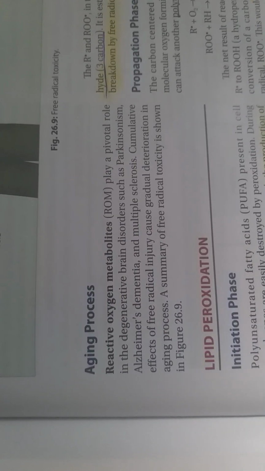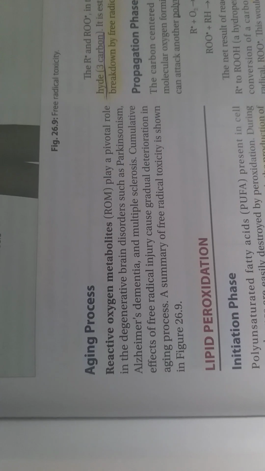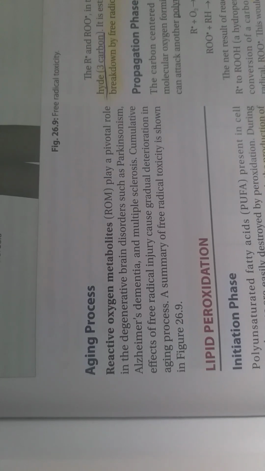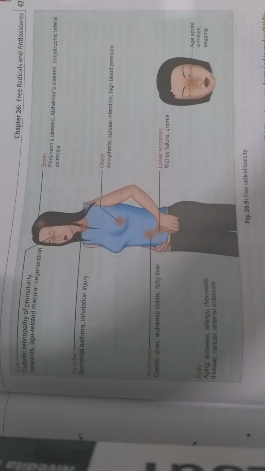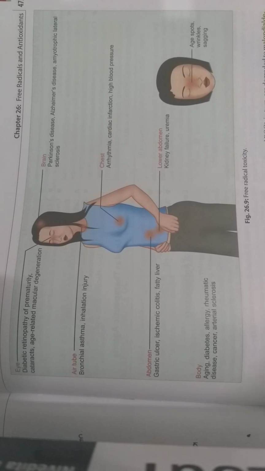Aging process. Reactive oxygen metabolites play a pivotal role in degenerative brain disorders such as Parkinsonism, Alzheimer's dementia, and multiple sclerosis.